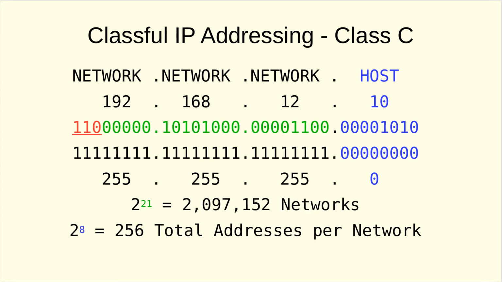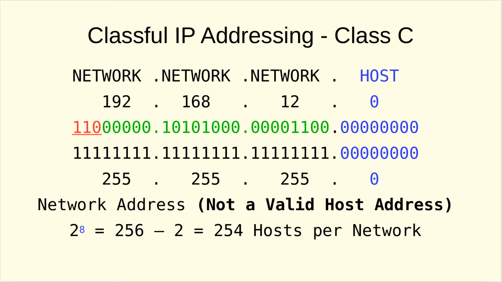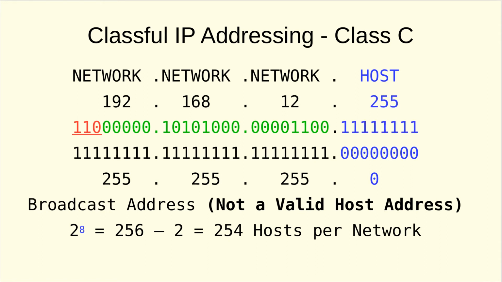Okay, so what have we got? We've got 2 to the 21 possible networks. That's a lot of networks, over 2 million of them. We've got 2 to the 8 possible bits in the host portion. That's 256 possible combinations, 2 to the 8. So there's 256 addresses in the host portion, minus the network address and the broadcast address. There is your network address, set all the host bits to 0. There is your broadcast address, set all the host bits to 1.